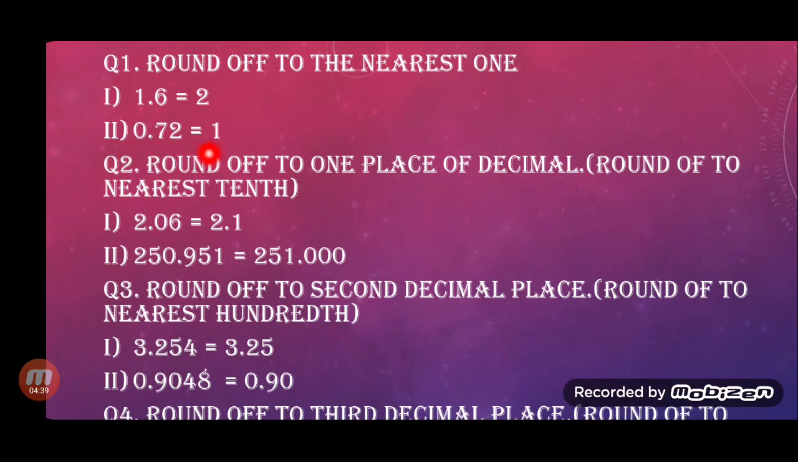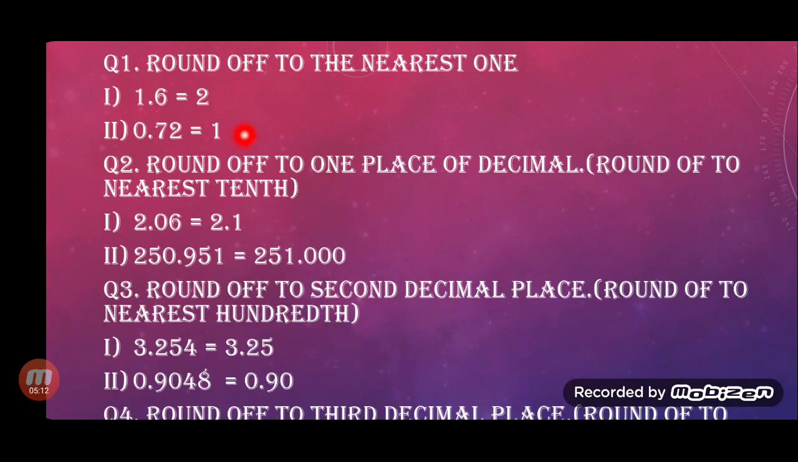0.72. Second example, 0.72. Again children, nearest one, what is the rounding digit? It is 0, right? And just see the right side digit. It is 7. Again it is more than 5. So what you will do? You will add 1 to the digit which you have to round off, and you have to round off the 0 digit. So 0 plus 1, 1, and I told you, you will drop all the rest of the digits.